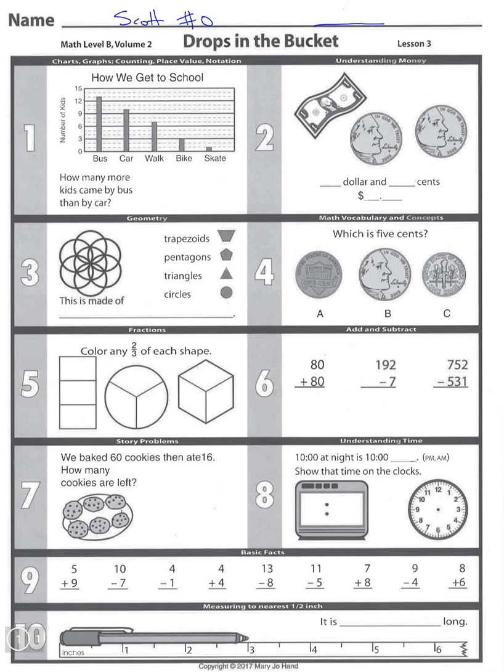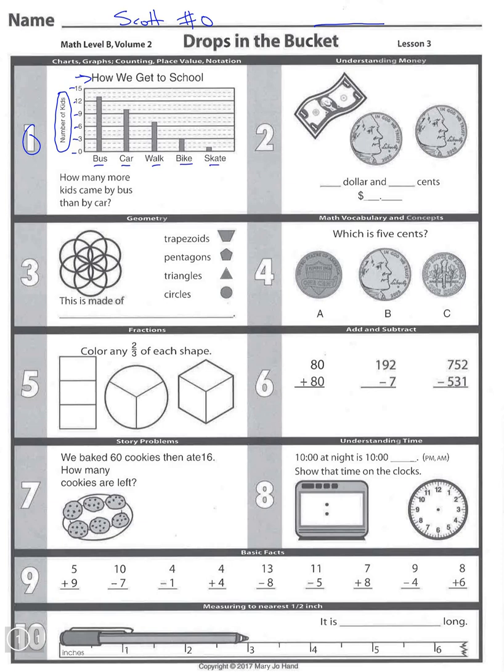So we're looking at number 1 here. We're at that graph, and the title of the graph is How We Get to School. And over here it says the number of kids. So we're doing this again, just like we did on lesson 2. And again, we have the same graph. So 0, 3, the lines, 0, 3, 6, 9, 12, 15. So they're counting by threes, right? And again, we have bus, car, walk, bike, and skate.